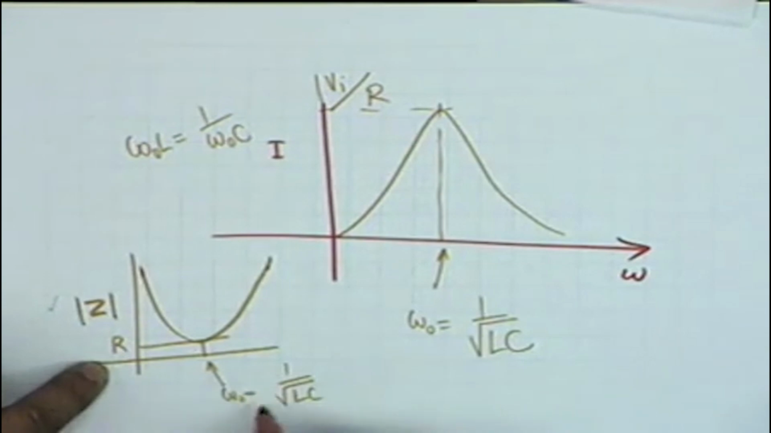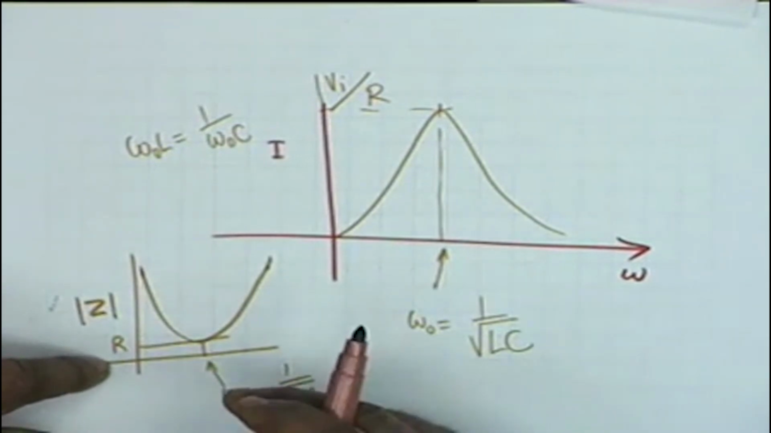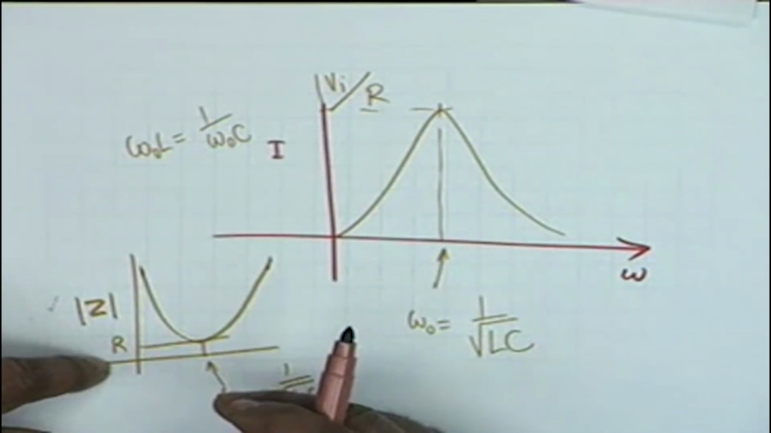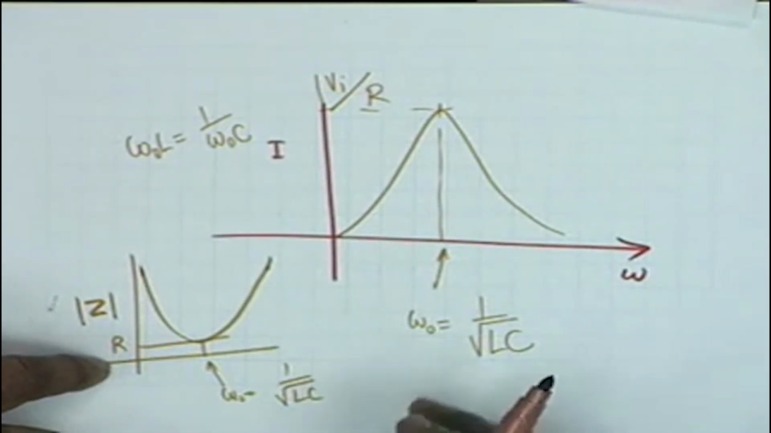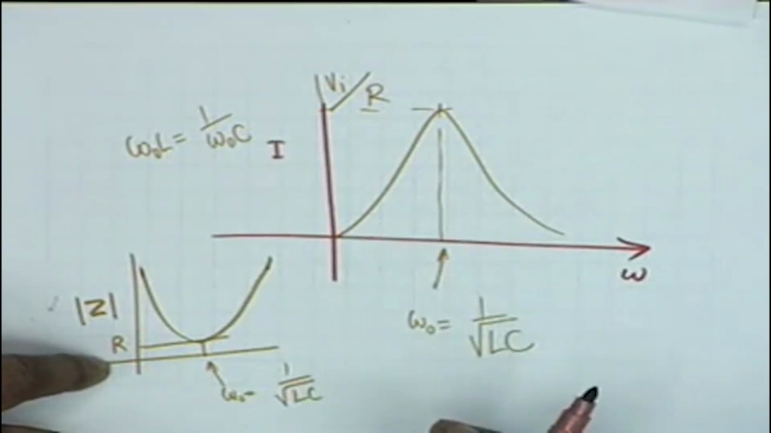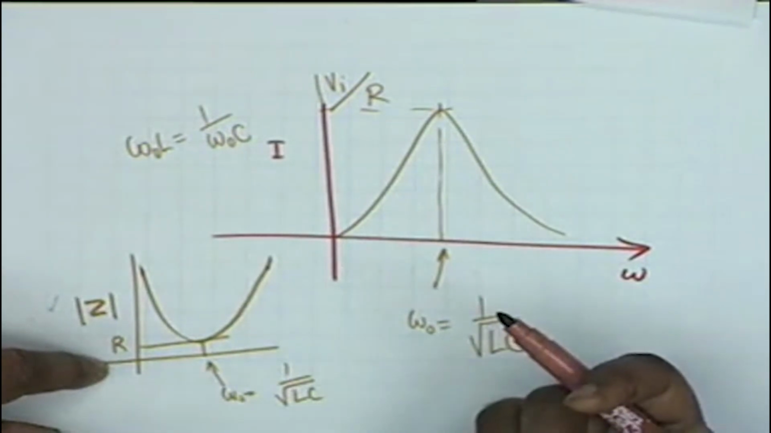At this frequency 1 by square root of LC, the impedance is purely resistive, which means that its angle is equal to 0, and this phenomenon is called the phenomenon of resonance. Resonance is a phenomenon in which at a certain frequency the angle of the impedance becomes 0. That is, the current and voltage are in phase, and the resonance effect is accompanied by either a band pass filtering effect or a band stop.